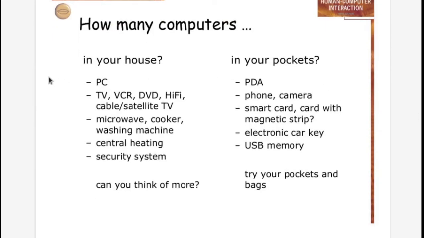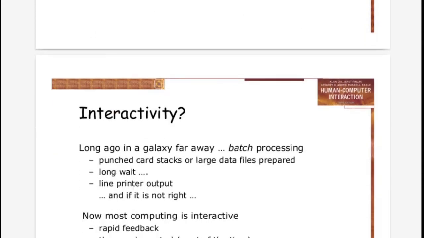In your house, what kind of computers do you have? You have a television, a DVD, a microwave, a cooker, a washing machine, a central system, a security system, and can you think of more of these computers at your home? In your pockets, you have your phones, your cameras, your smart cards, your smartwatch, USB memories, and etc. So there are many computers, and today we are all interacting with computers.